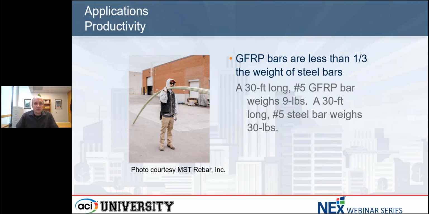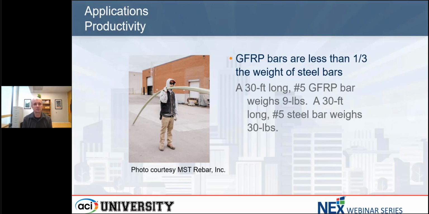So one of the drivers for this is the fact that FRP, again, is very lightweight. You see up on the slide, GFRP bars are 1/3 the weight of a steel bar. And just to put that in practical perspective, a 30-foot long number 5 GFRP bar weighs about 9 pounds, whereas the comparable steel bar weighs 30 pounds. You can see in the photo that person is carrying a bundle of about 15 number 5 bars. It'd be very difficult to lift that if that were the same thing out of steel. It would be 3 times as heavy.